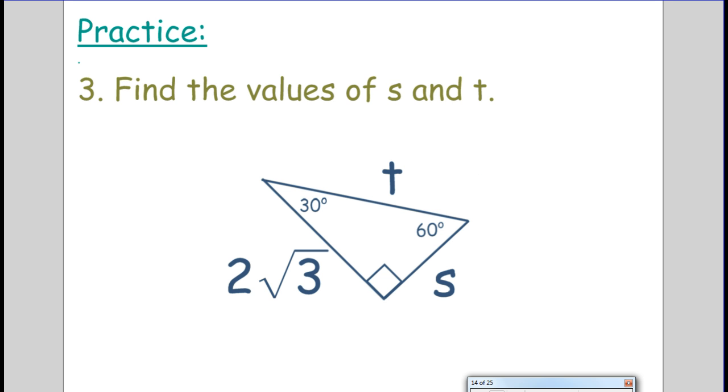Let's try another one. Label your picture. Make it look like mine.